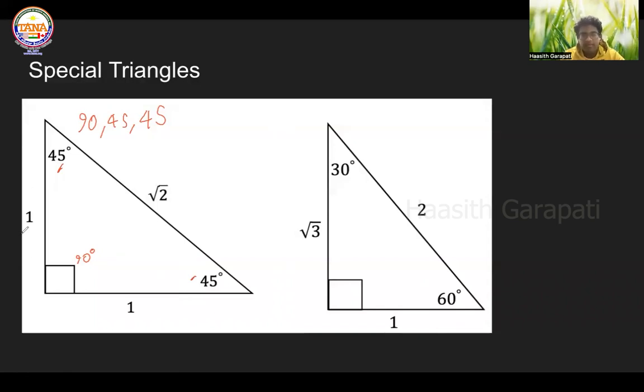The special property of special triangles is that if you know that a triangle has these values, you can easily find the side lengths of this triangle if you know the value of one of the side lengths. In this case, the side lengths are going to be 1, 1, and root 2.